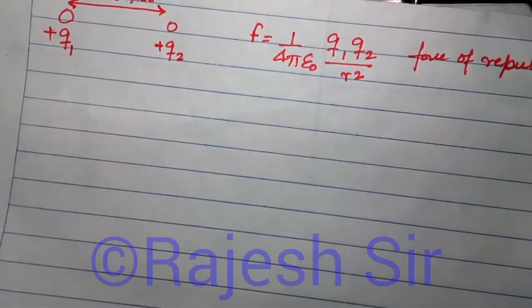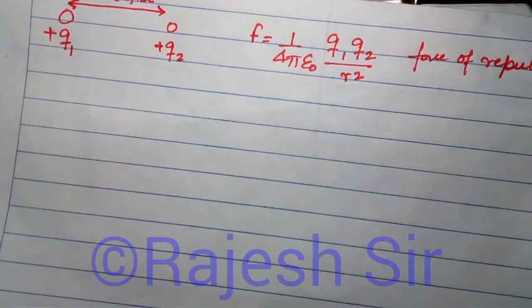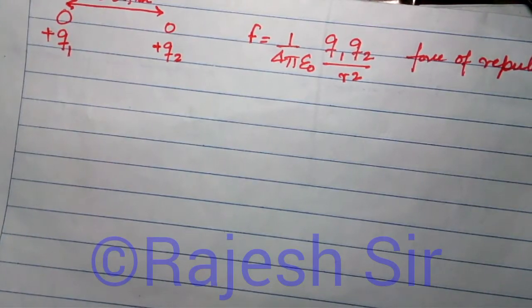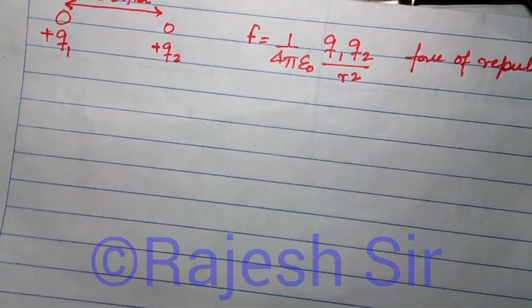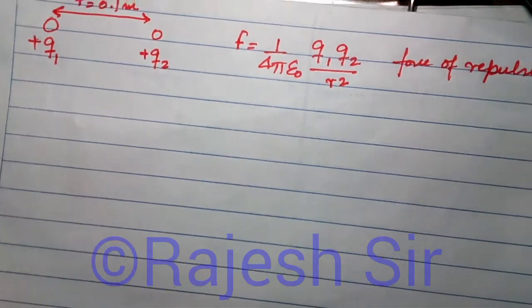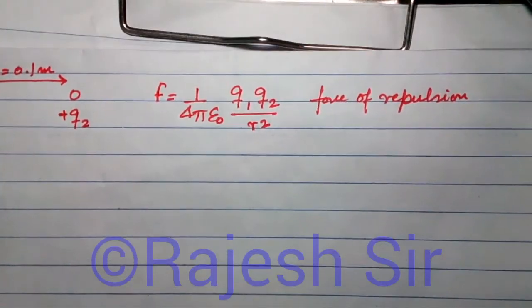Guys, here's the solution of the problem from Nootan Physics, chapter of electrostatics, and the problem says two positive charges distance 0.1 meter apart repel each other with a force of 18 Newton. If the sum of the charges be 9 microcoulomb, then calculate their separate values.